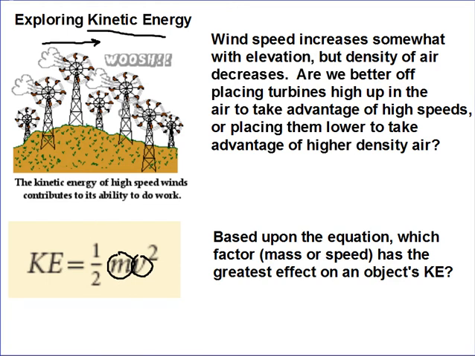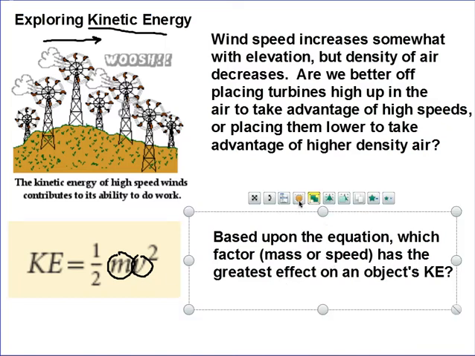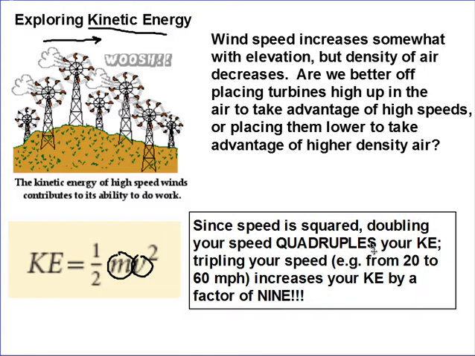You probably know the answer if you've seen the wind farms out there. They usually have the turbines up way in the air, and that's because we want to take advantage of that really high velocity. Makes sense if you look at that equation. The speed is squared in that equation, which means that it has the bigger effect. Since speed is squared, doubling your speed quadruples your kinetic energy.